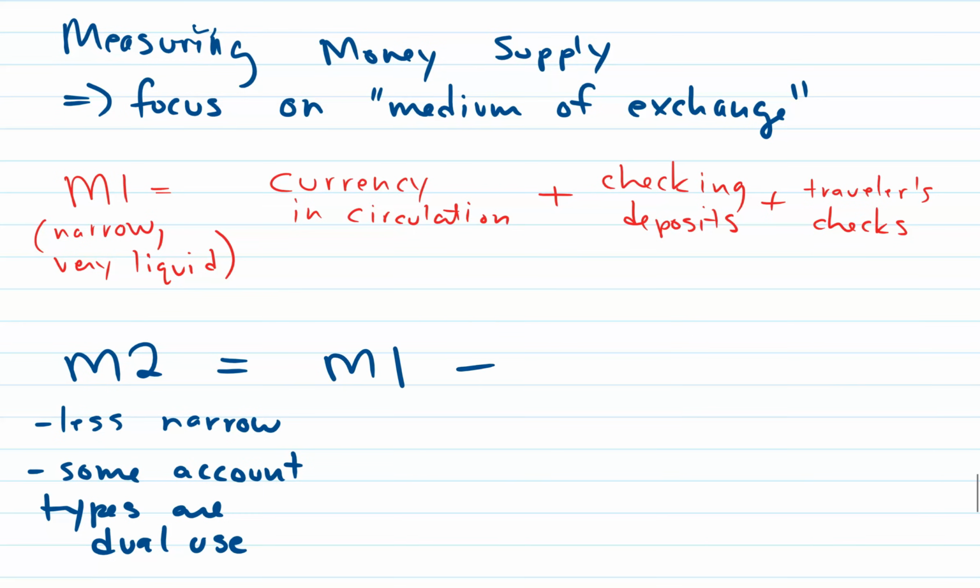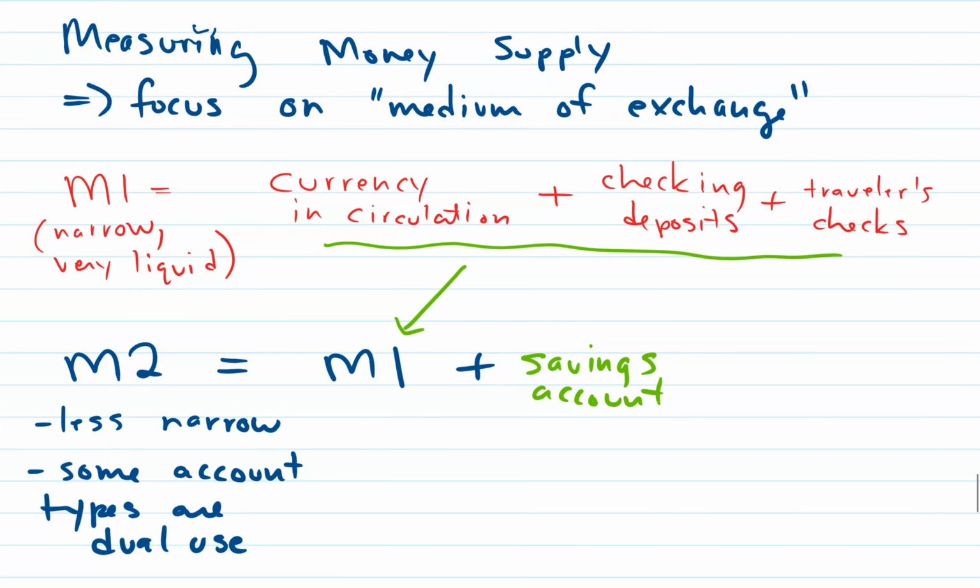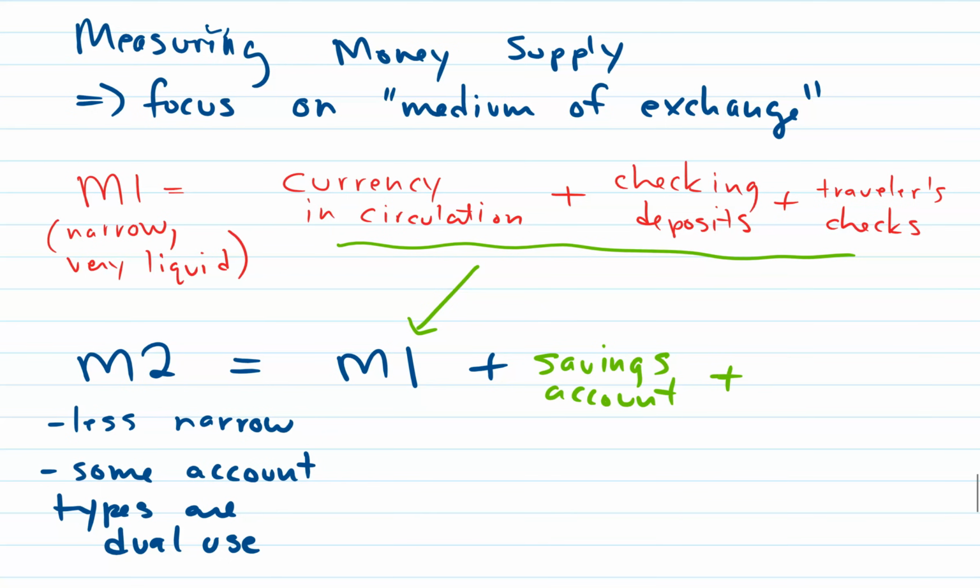M2 includes M1, so everything you see up here. That's one key thing not to forget. M2 includes M1, but it also includes savings accounts. A savings account is kind of dual use. You can make purchases directly from your savings account and use it as purchasing power, but some people keep their money in checking for spending and savings for savings. So saving has two purposes. We also have small time deposits, where you put your money in a time deposit and it needs to stay in there for 3 months.